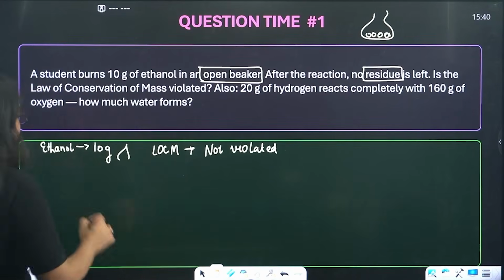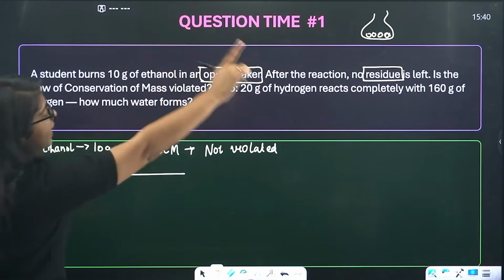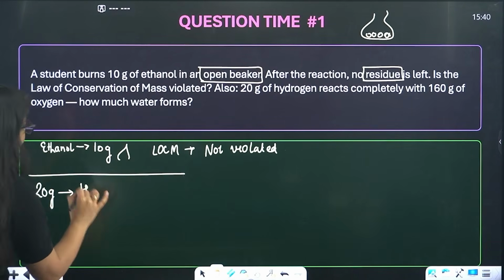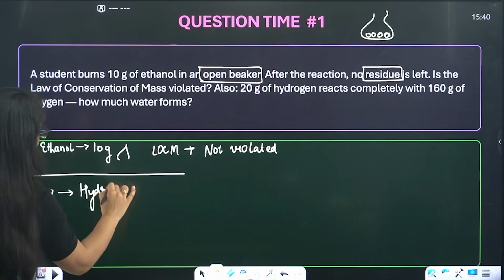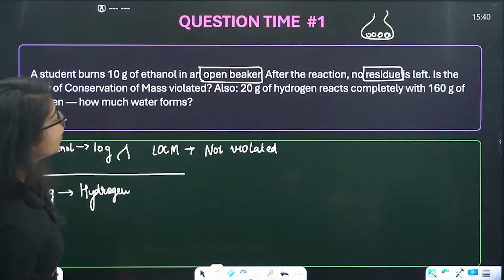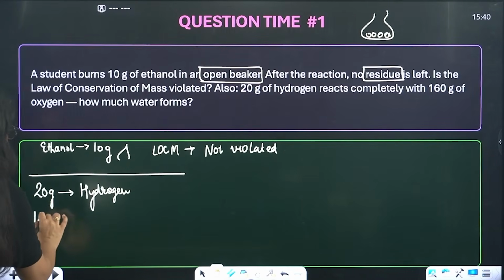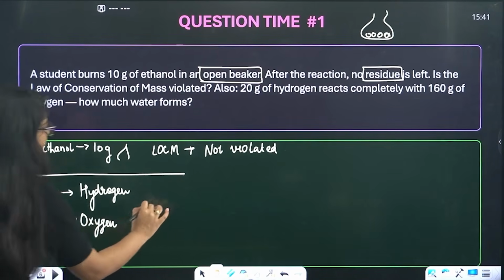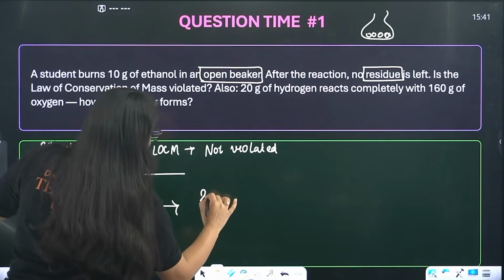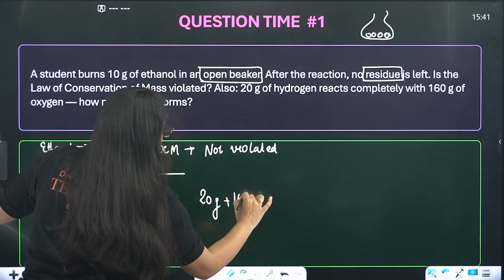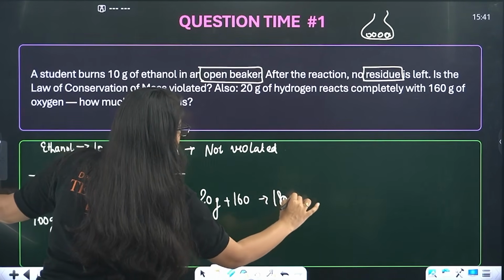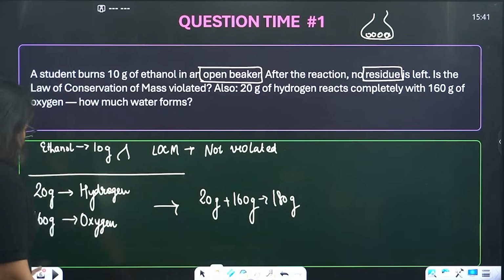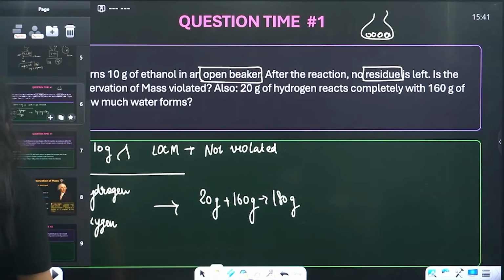Done? Okay, next beta, we have this water. They are saying that 20 gram of hydrogen reacts with 160 gram of oxygen. How much water will be formed? Ma'am, just add these two. 20 gram plus 160 gram, and 180 gram of water will be formed. That's your whole solution. Okay, beta?